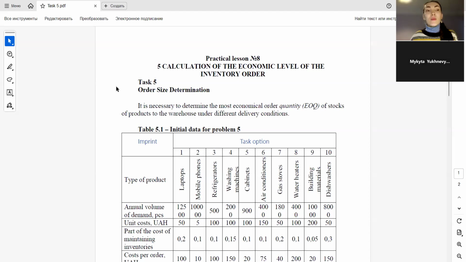Good morning. We start our next practical lesson number 8. Now I share my screen with our task. For today, it will be task number 5.